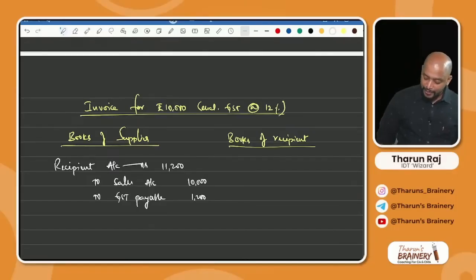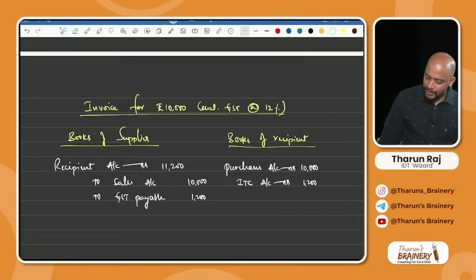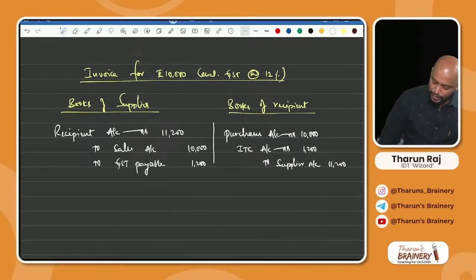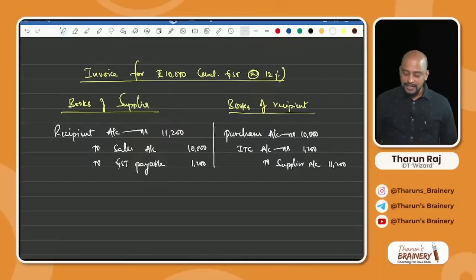Then in the books of recipient, what should be taken? Purchases account debit 10,000. ITC account debit 1,200. To supplier account 11,200. So this is the journal entry in the books of supplier and in the books of recipient.